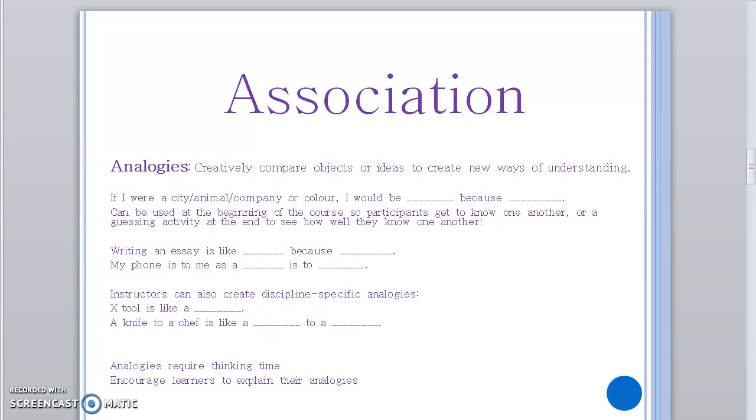Again, instructors can also create discipline-specific analogies. So X tool is like a..., or a knife to a chef is like a... It's important to remember that analogies require thinking time, and it's also useful to encourage learners to explain their analogies.